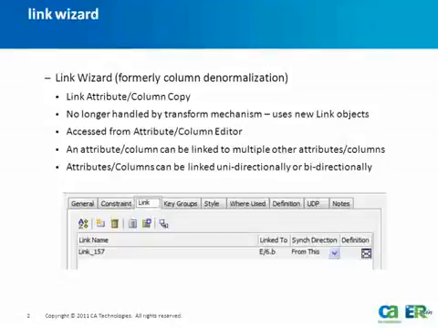In the link wizard, we may copy a column from one table to another or to multiple tables, or we can establish a link between an existing column in one table to another existing column in another table. Once the link is created, we can then synchronize any changes to the properties in either a unidirectional or a bidirectional fashion.